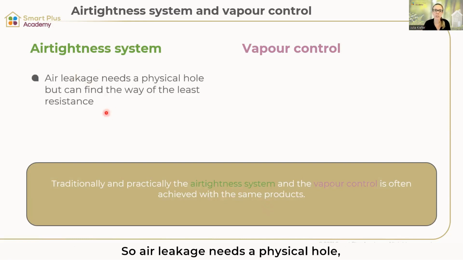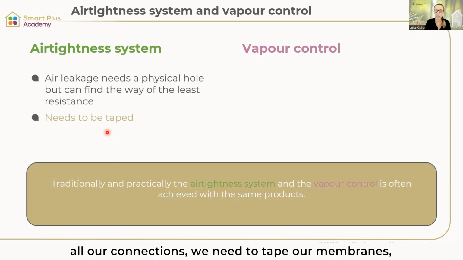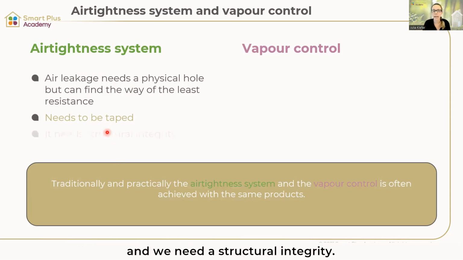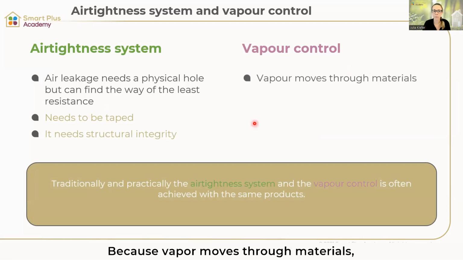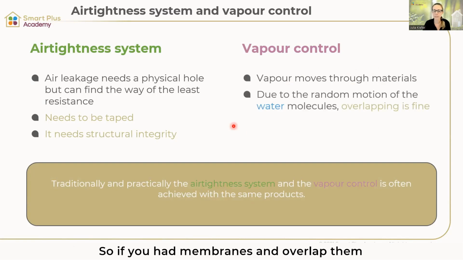So air leakage needs a physical hole, but it can find the way of the least resistance. So for airtightness, we need to tape all our junctions, all our connections. We need to tape our membranes, and we need a structural integrity. For our vapor control, because vapor moves through materials and moves in a random motion, overlapping would be fine. So if you had membranes and overlap them for vapor control, it would be fine, but we need to tape it anyway for our airtightness.